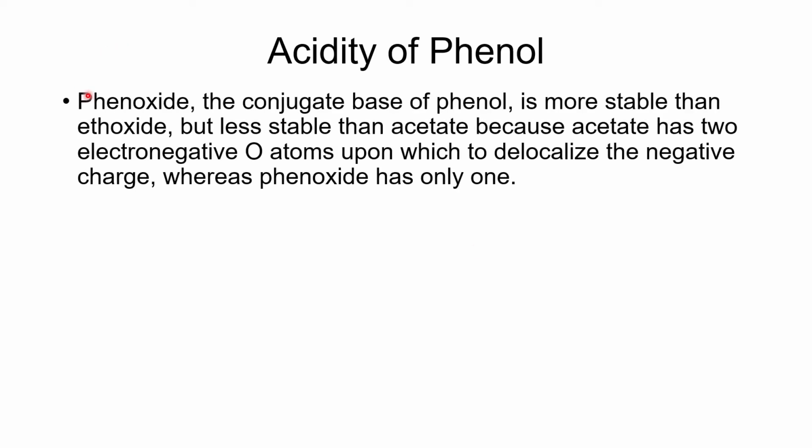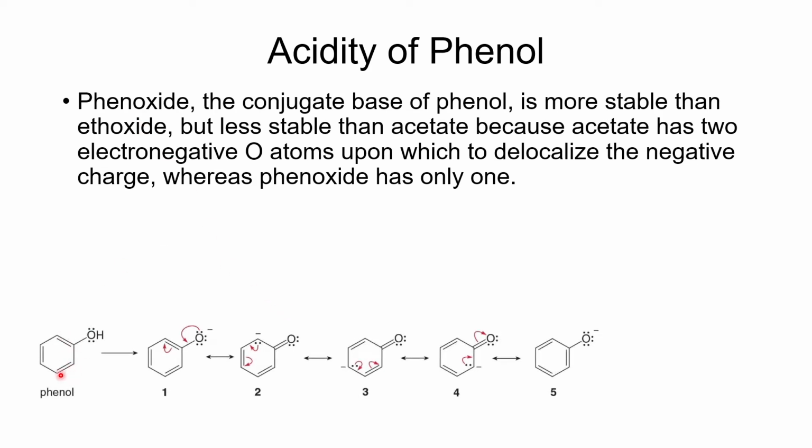Next, let's look at phenol. With phenol, the conjugate base is phenoxide. So here's phenol, and then here is phenoxide. We've deprotonated the OH, and we've made phenoxide. Well, one nice thing about phenoxide is that we can delocalize that negative charge into the ring. So here we've delocalized it and put it on carbon 2, carbon 4, carbon 6. And then here, we go back to our other version of the regular resonance structure.